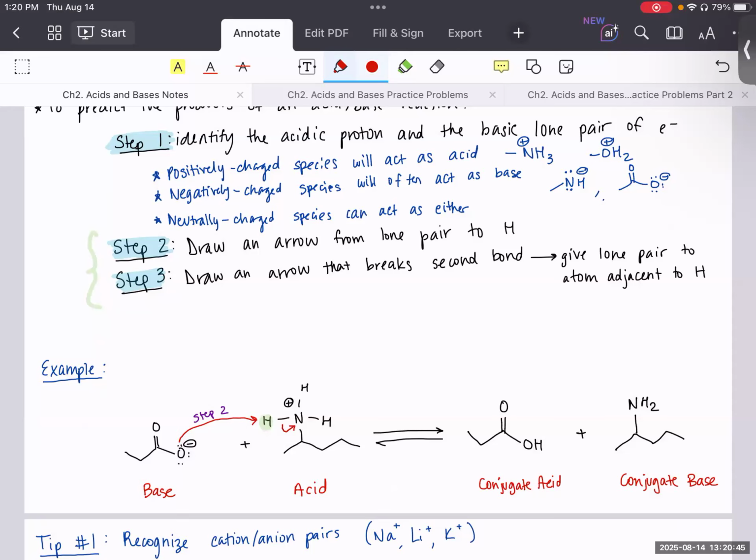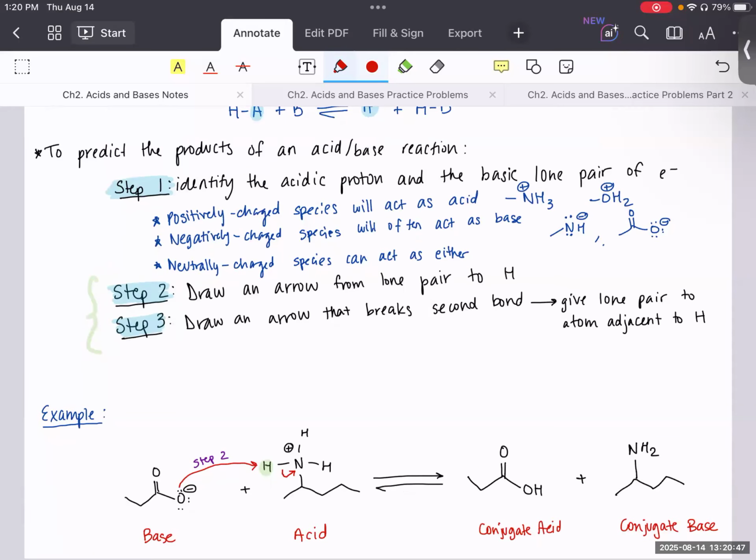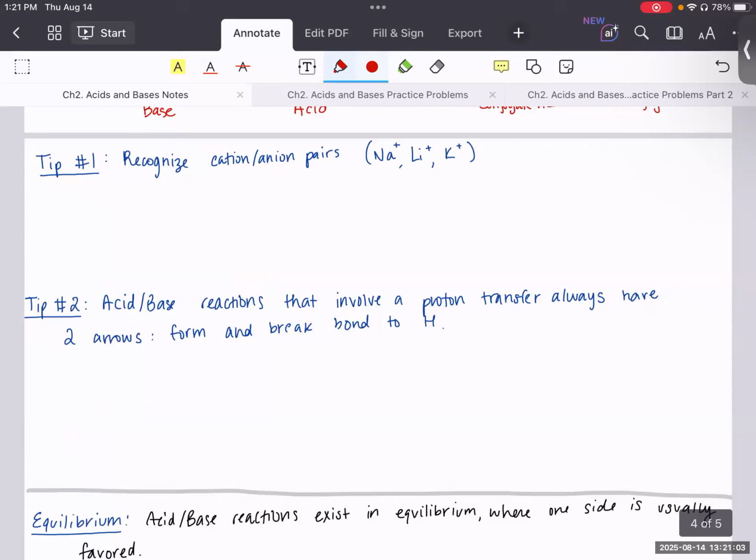All right, and so again, we're all in acid-base reactions that involve a proton transfer. We always have those 2 arrows, one in which we form a bond to the hydrogen and one in which we break the bond to the hydrogen. All right, so that's just the basics of a reaction.